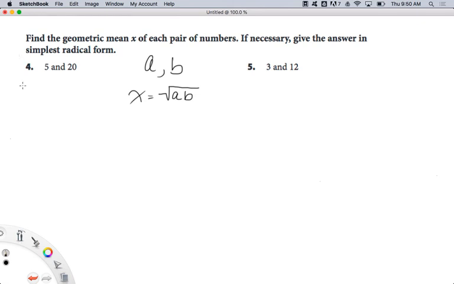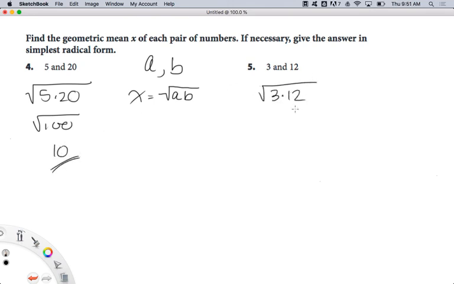Okay. In this case, geometric mean is the square root of 5 times 20, the square root of 100, which is 10. In this case, square root of 3 times 12, which is the square root of 36, which is 6. And you're done. Okay? Geometric mean.